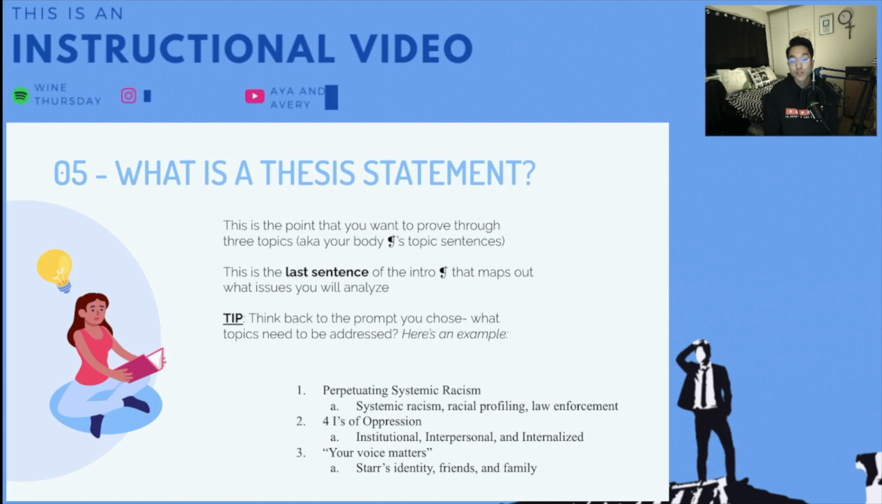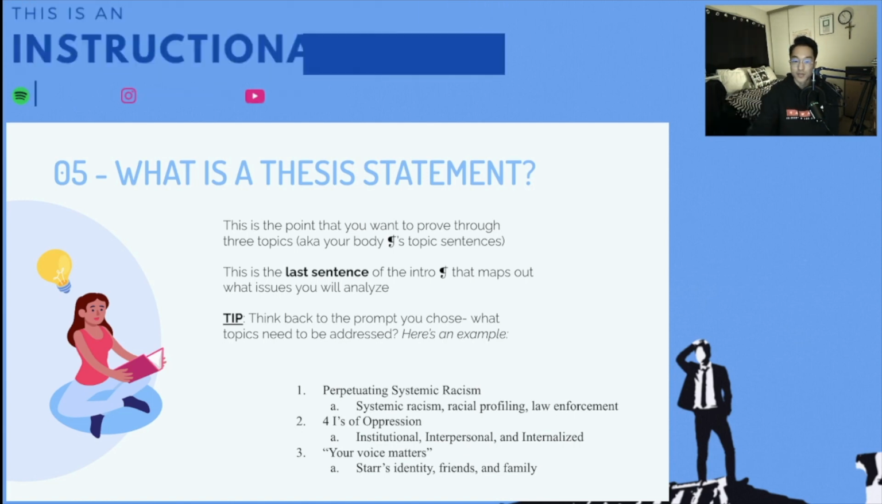And then number 3, for your voice matters, you might want to talk about Star's identity, her friends, and her family. And of course, these keywords are not limited to each of these 3 prompts. You can obviously talk about Star's identity, friends, and family in the other 2 prompts as well.